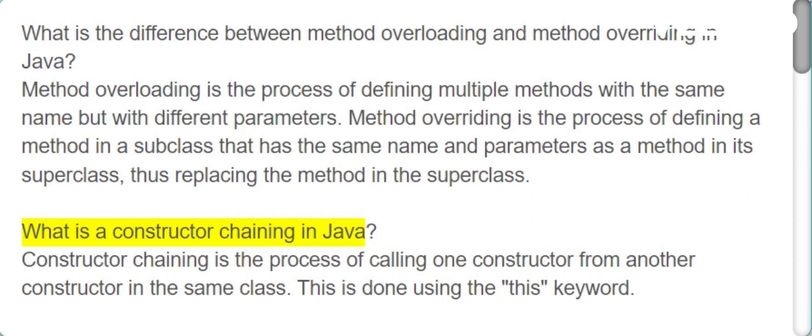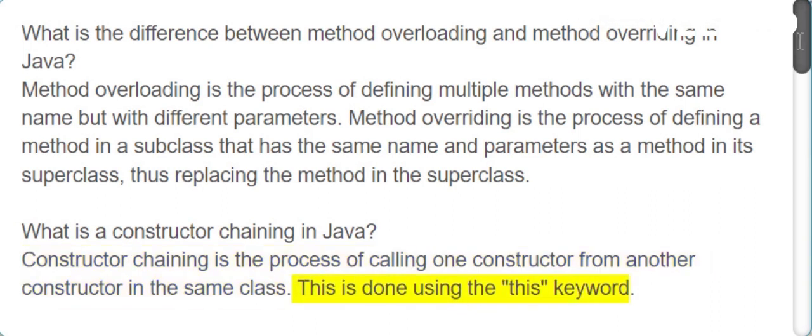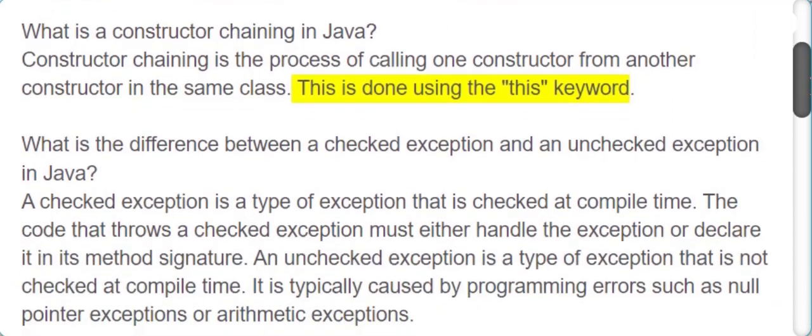What is a constructor chaining in Java? Constructor chaining is the process of calling one constructor from another constructor in the same class. This is done using the this keyword.